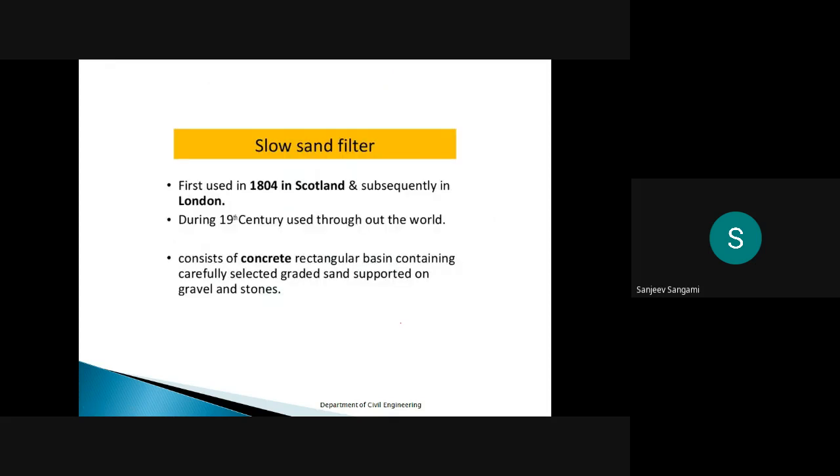Then the slow sand filter. It was first used in 1804 in Scotland and subsequently in London also. During the 19th century it was used throughout the world. It consists of a concrete rectangular basin containing carefully selected graded sand. Here graded sand will be used, and it is supported with gravel and stones.